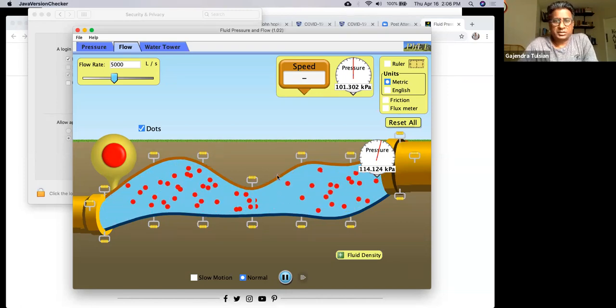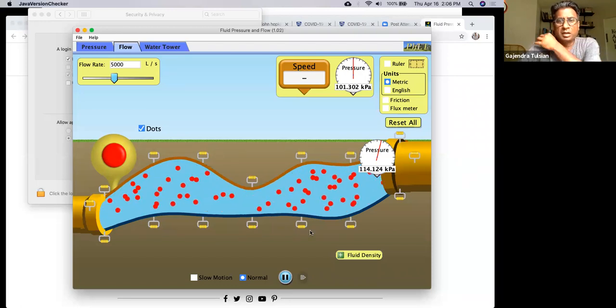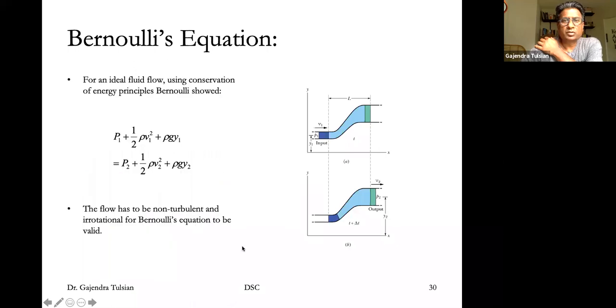All right, Mr. Bernoulli studied all of this, and here's the relationship he came up with. What Mr. Bernoulli found was the pressure at any location plus the kinetic energy per unit volume at any location plus the potential energy per unit volume at any location. The sum of those three terms remains constant. The sum of those three terms is the same at every location in the fluid. And this is Bernoulli's equation. This is valid for non-turbulent ideal fluids, non-turbulent irrotational flows. It tells you that the sum of those three terms are the same everywhere.